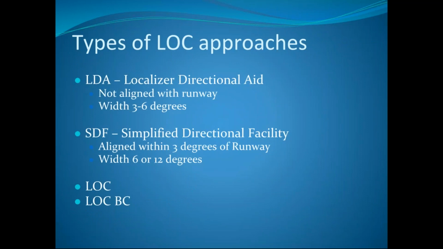Types of localizer approaches. We've got a couple different types. LDAs, localizer directional aid. An LDA approach is just giving that localizer lateral directional aid. It's not aligned with the runway, and the width is 3 to 6 degrees off the end of the runway. Simplified, an SDF, or simplified directional facility, is aligned within 3 degrees of the runway, and the width is 6 or 12 degrees. And then we have just a plain old localizer.